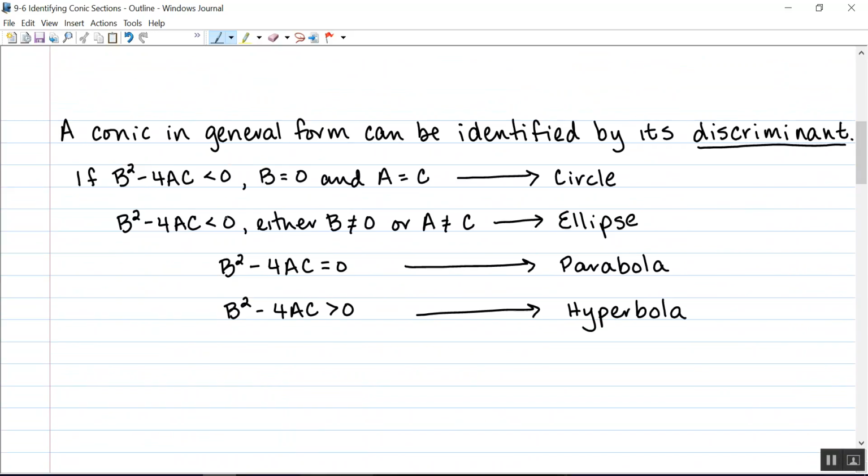And then if it's less than 0, there are two cases. If b is 0 and a equals c, it's a circle. Basically, the coefficients of x squared and y squared are the same. And if the discriminant is negative and either b is not equal to 0 or a is not equal to c, then it's an ellipse.